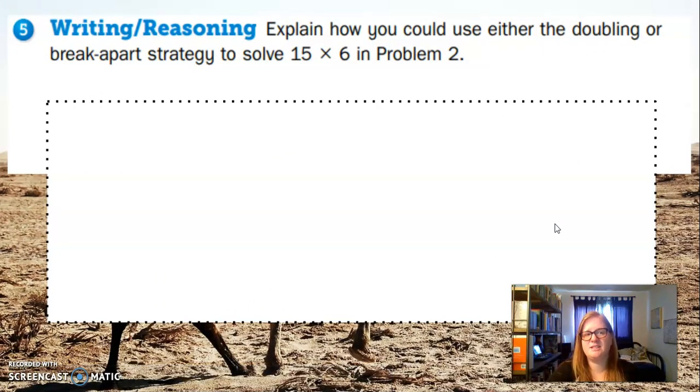Explain how you could use either doubling or break apart strategy to solve 15 times 6. So remember doubling, you can only use even numbers. So the even number for this doubling would be 6, and you would make it into 3. I don't think that that's a great strategy because then you have to do 15 times 3. So that is my opinion. I think that you should really break apart 15.